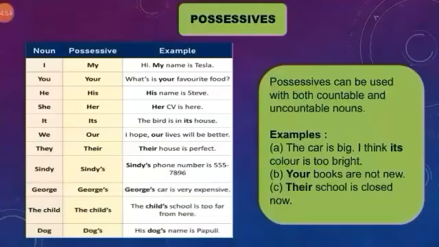Cindy, Cindy's. Cindy's phone number is 5557896. George's car is very expensive. The child's school is too far from here. His dog's name is Papuli. Possessives can be used with both countable and uncountable nouns. Example: the car is big. I think its color is too bright. Your books are not new. Their school is closed now. So these are possessives.